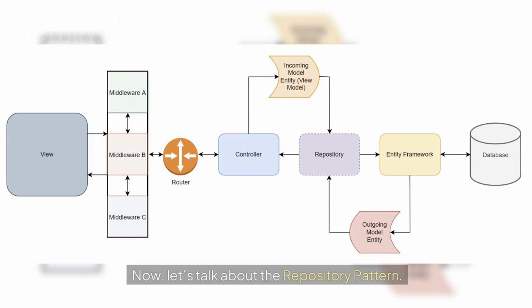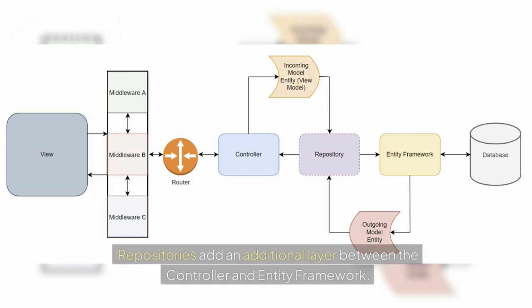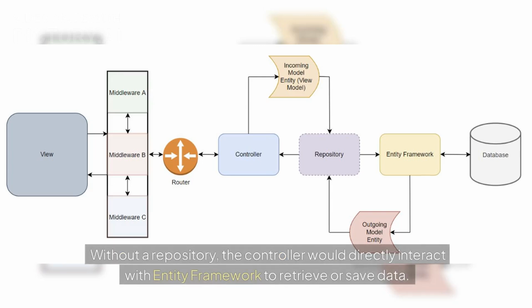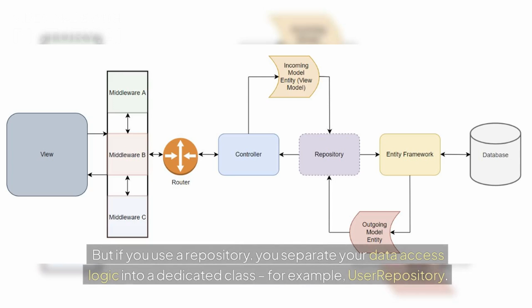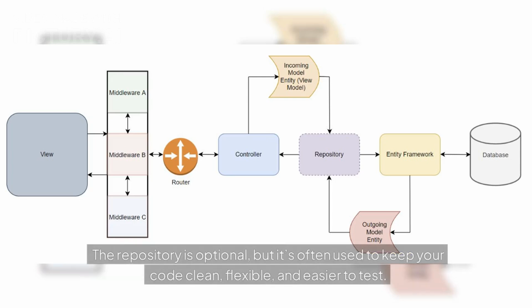Now, let's talk about the repository pattern. Repositories add an additional layer between the controller and Entity Framework. Without a repository, the controller would directly interact with Entity Framework to retrieve or save data. But if you use a repository, you separate your data access logic into a dedicated class, for example, UserRepository. The repository is optional, but it's often used to keep your code clean, flexible, and easier to test.